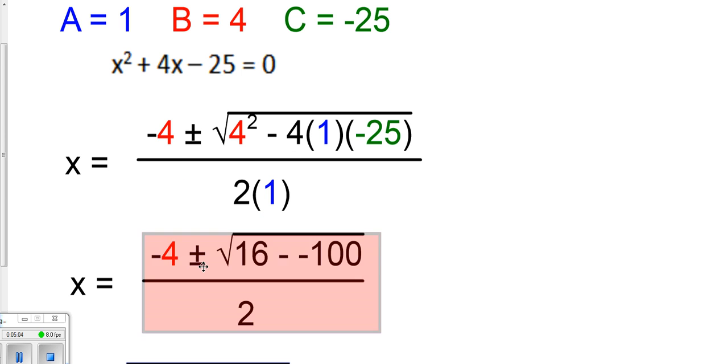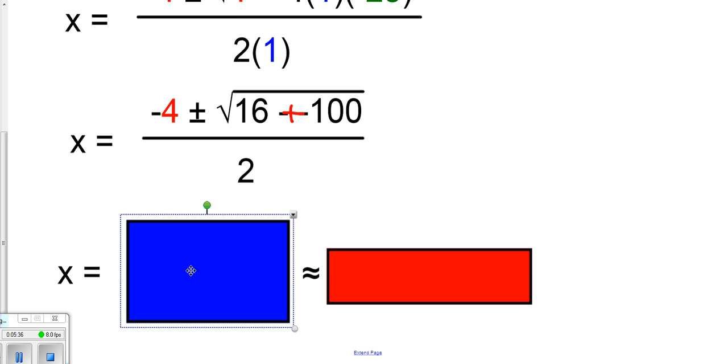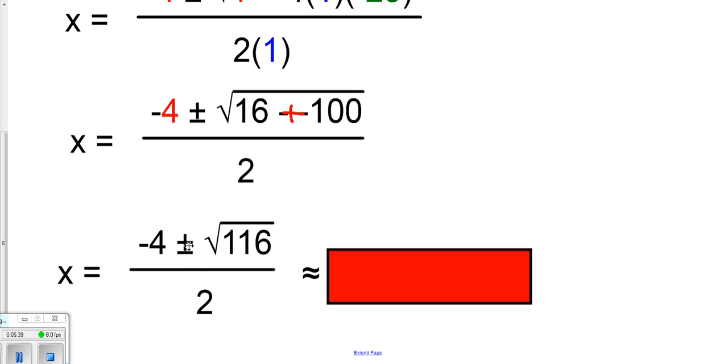We're going to simplify it just a little bit. Negative 4 is still negative 4, plus or minus. Instead of 4 squared, well, that's 16. And 4 times 1 times negative 25. 4 times 1 is 4. 4 times negative 25 is negative 100. So 16 minus negative 100. And 2 times 1 is just 2, so it's all over 2. Now, you might have noticed 16 minus negative 100 is the same as just saying plus 100. So we would simplify that down then. Negative 4 plus or minus the square root of 116.